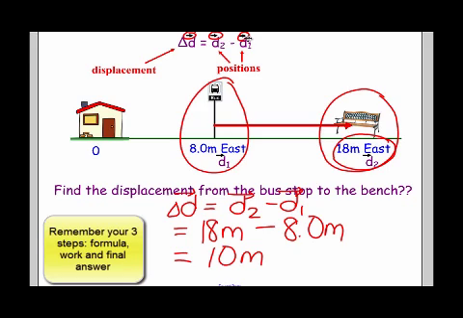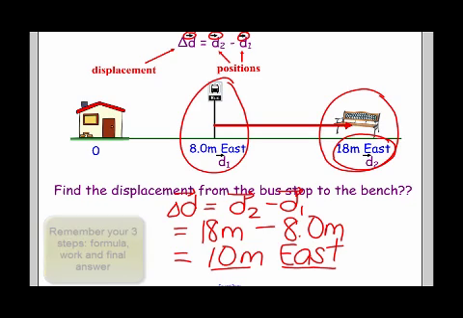The displacement from the bus stop to the bench, if I look at that arrow, is going east. So at the end of my answer here, I need to add in the word east. Now I have a magnitude, 10 meters, and a direction, east. So I'm done. That would be full 3 marks.